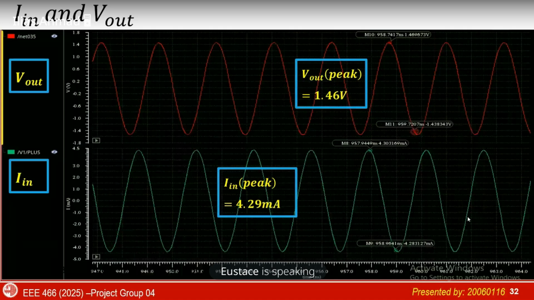we have simulated this circuit for transient analysis. We have plotted Vout, from which we can get output power, and I input, the input current, from which we will get input power. As we can see in the graph, output voltage peak is 1.46 volt and input current peak is 4.29 milliampere.